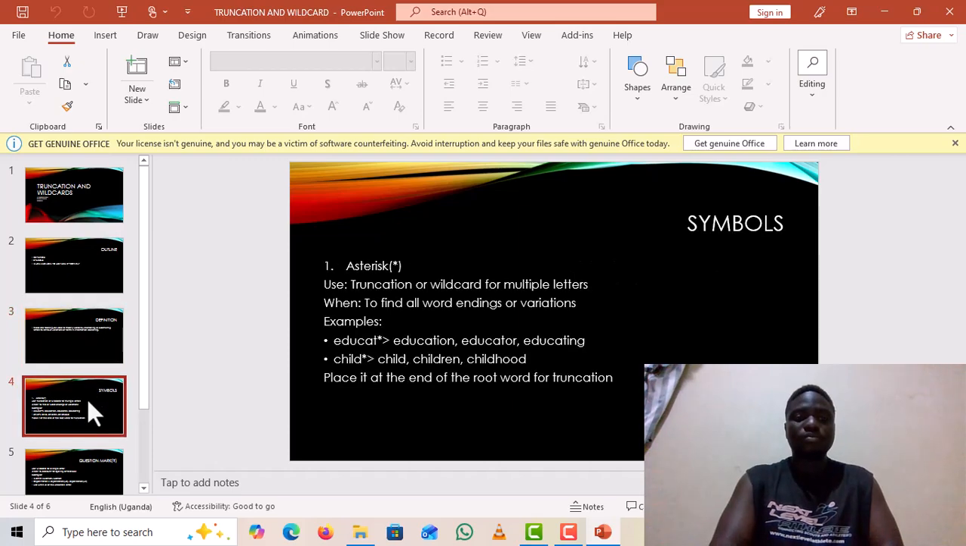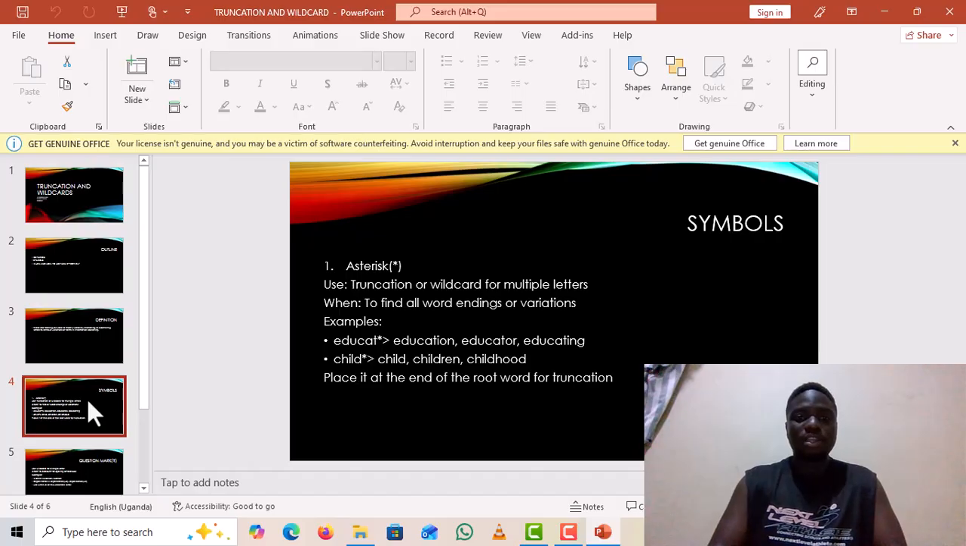So now, as you see, this asterisk, we use it in truncation or wildcard for multiple letters. I'll give an example. For example, in bank accounts, like maybe a personal account, you may find that symbol which is always there, as maybe they don't want people to see your bank account number, so they use that symbol.